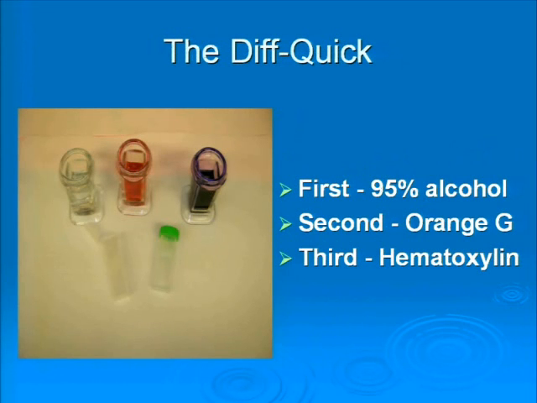This may be what your setup would look like. Your first container there is clear, and that's the alcohol. That's what you're going to fix the slide in once it's dry. The second container, depending on the brand you buy, is either called Orange G or Fast Orange. And then the last container on the end is really a dark blue or dark purple, and that's your hematoxylin.